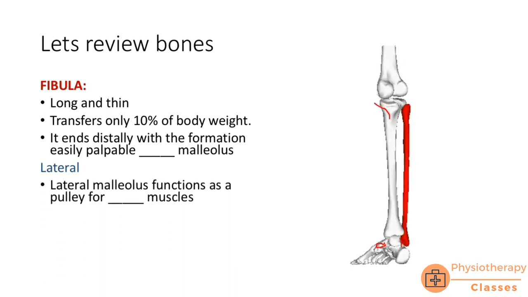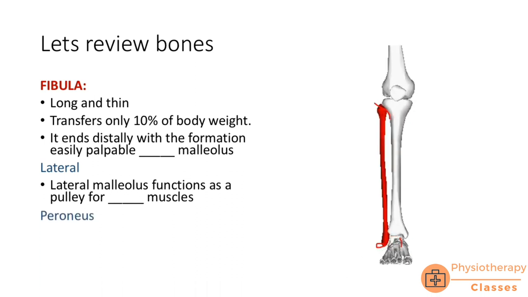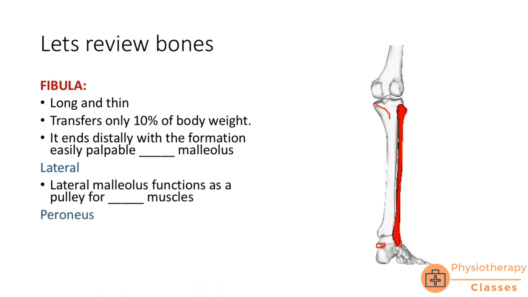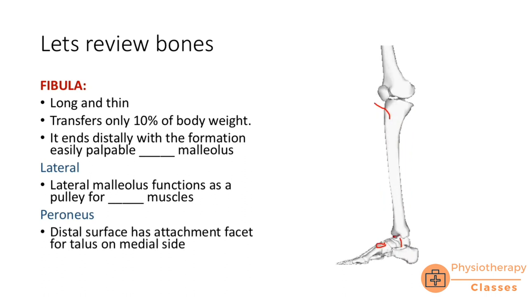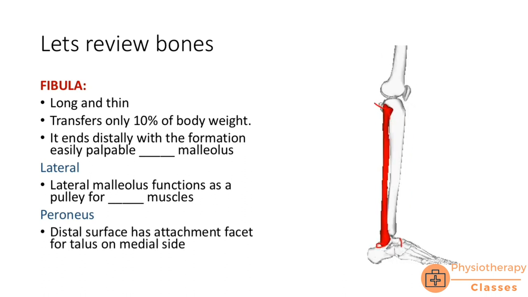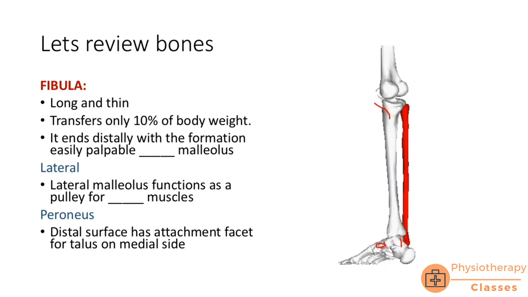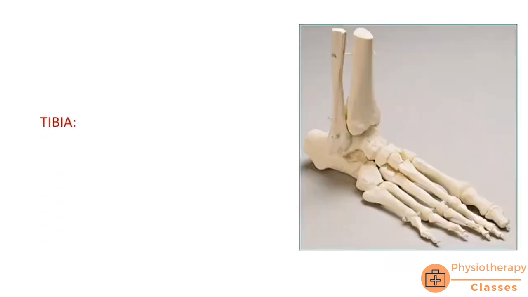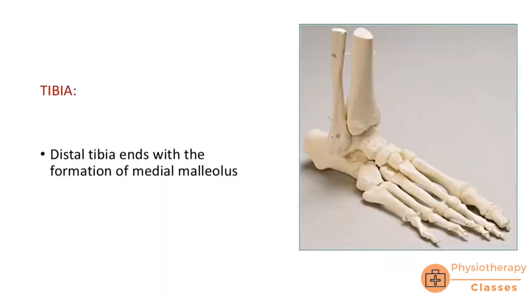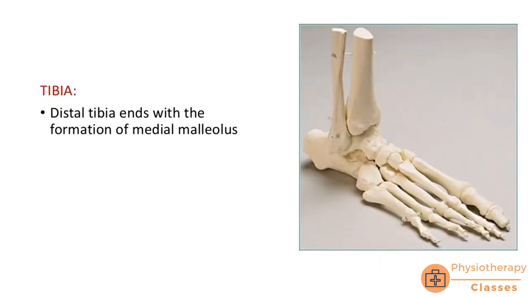The lateral malleolus functions as a pulley for the muscles, especially the peroneus muscles, and the distal surface has a facet for the talus on the medial side as well as for the tibia. The next bone is the tibia. The distal tibia ends with the formation of the medial malleolus. We had discussed that the fibula ends with the lateral malleolus. Similarly, the tibia ends with the medial malleolus, which is palpable on the medial side of the ankle joint.